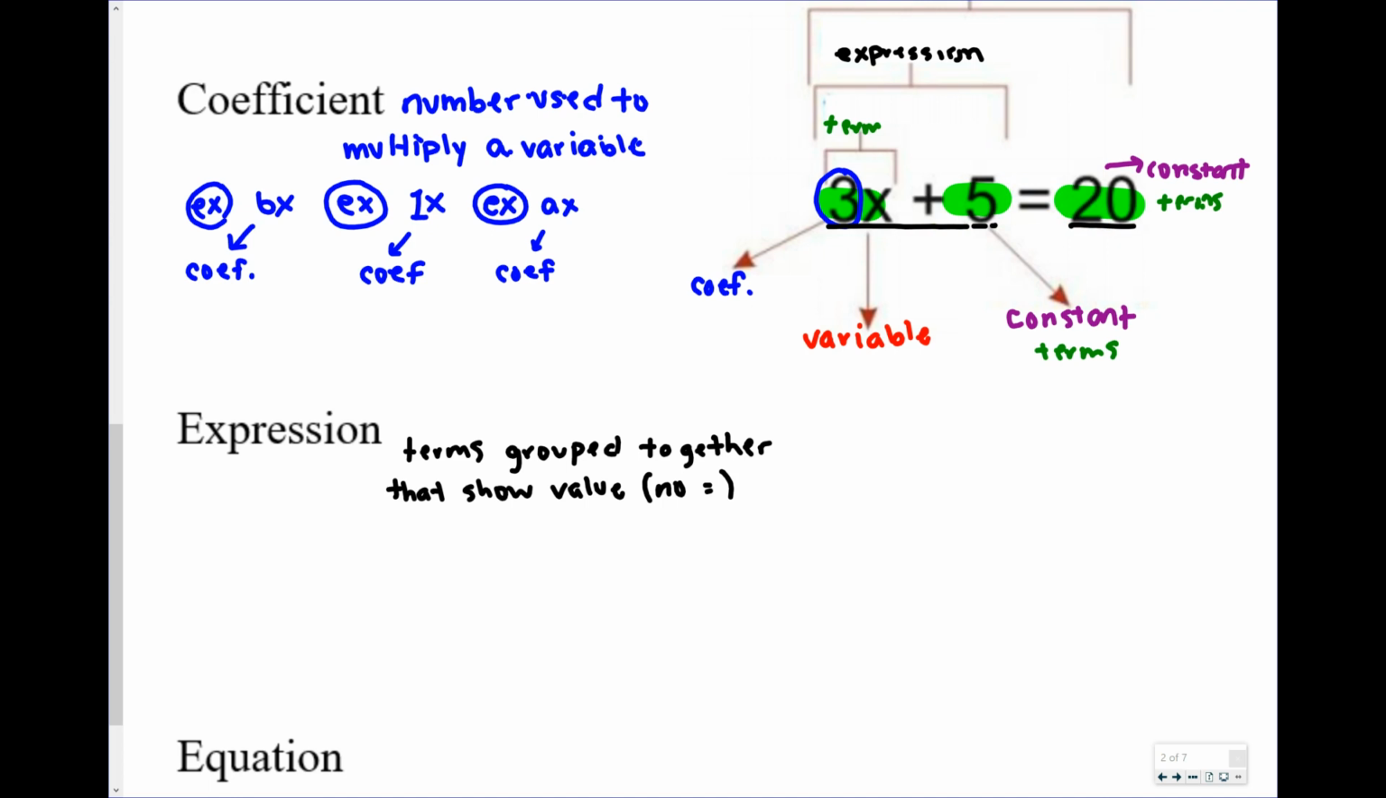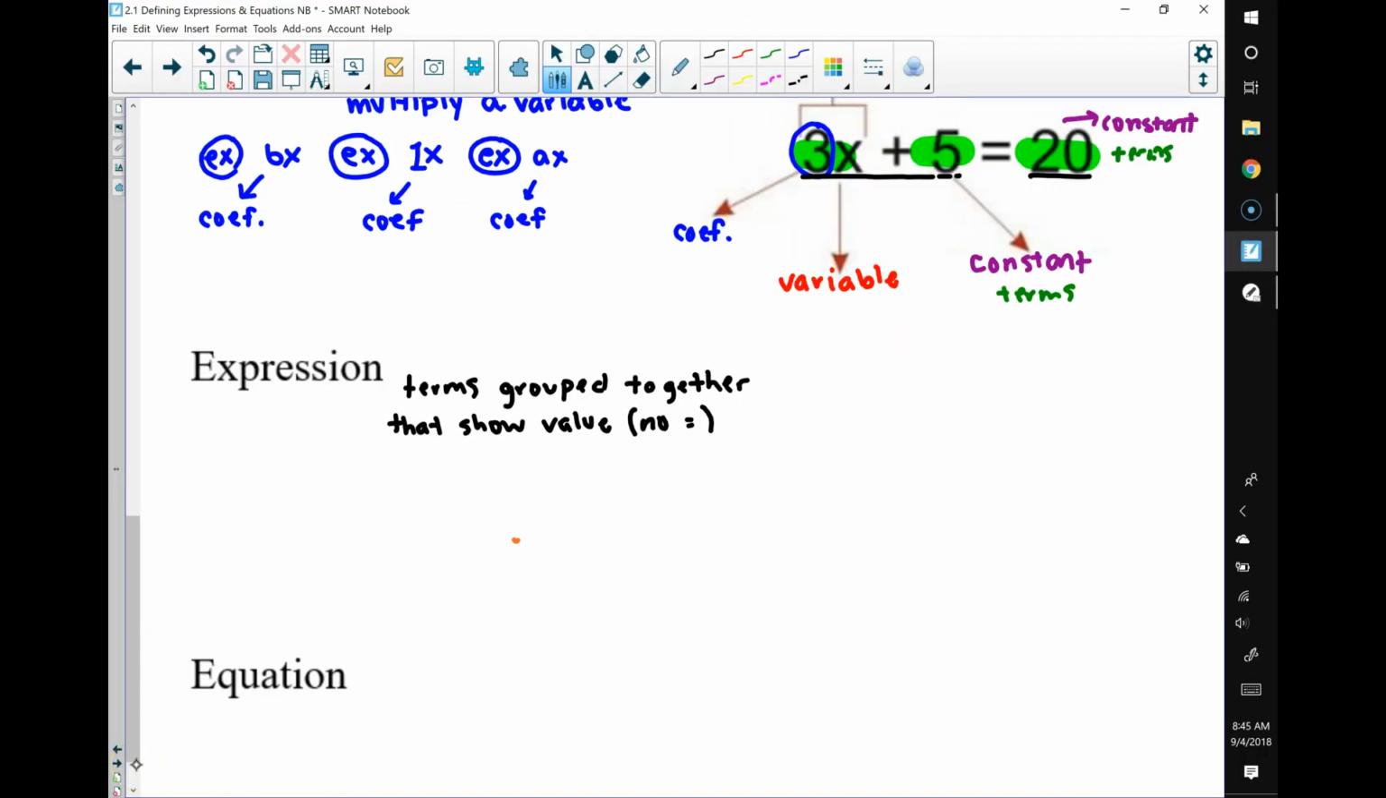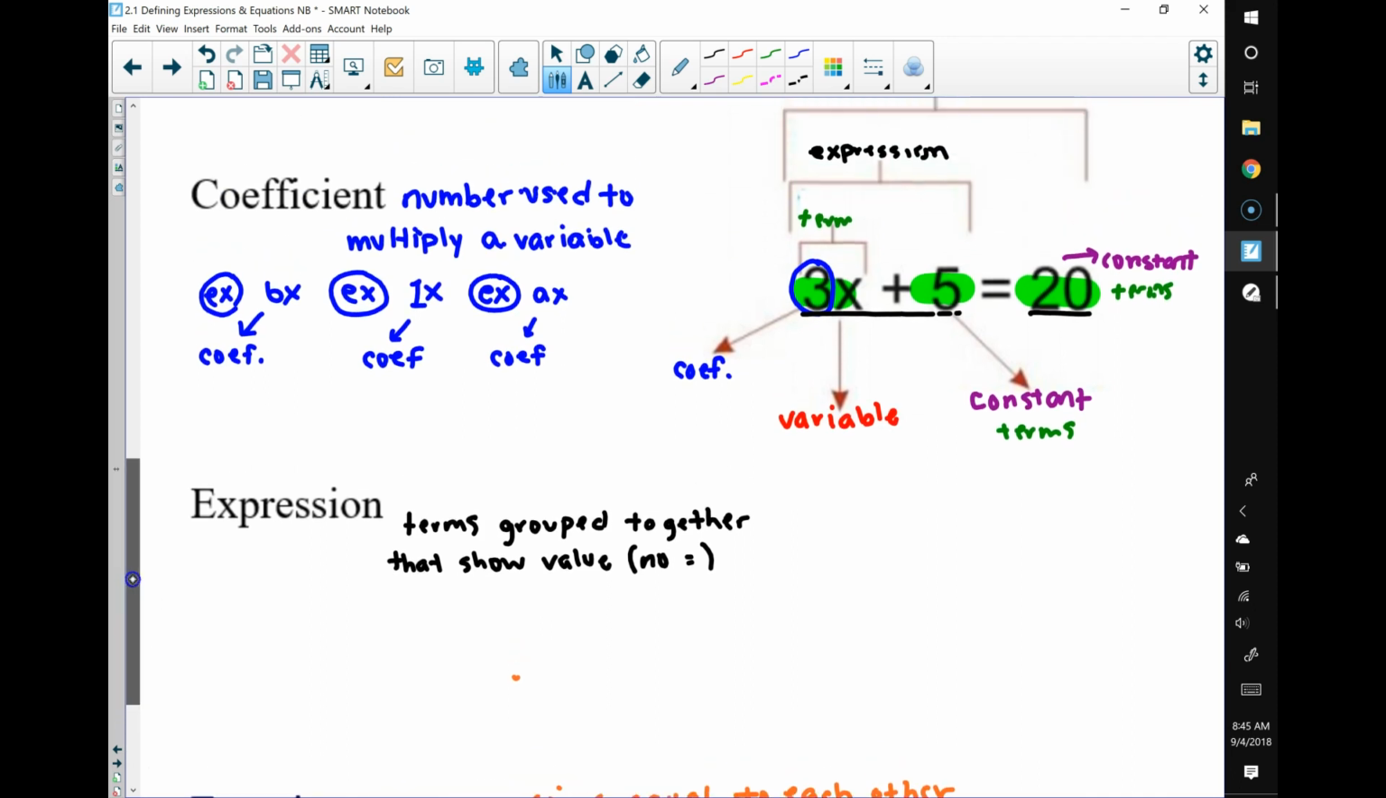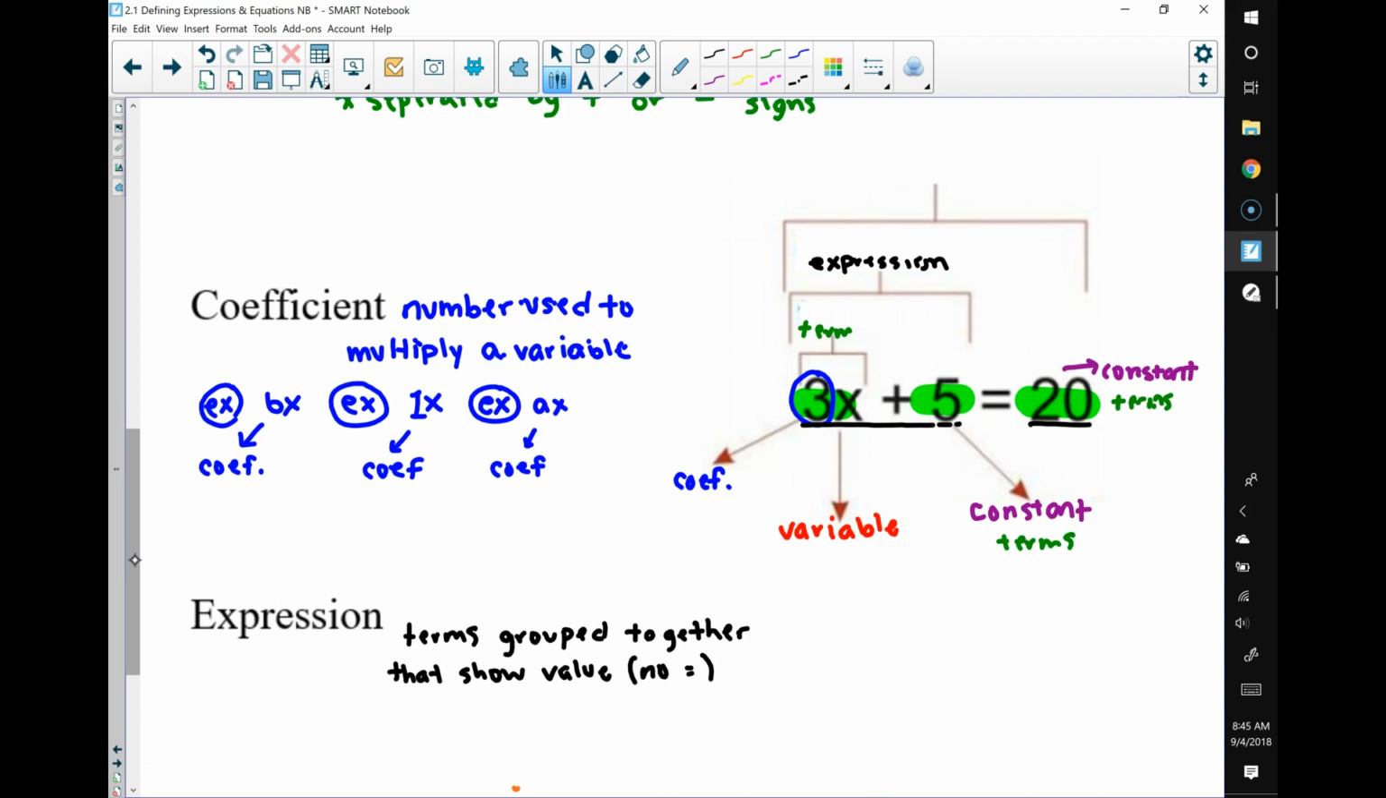Which leads me to talk about the word equation. Equation basically says that there are 2 expressions that are equal to each other. So when I look at this example, I do see an equal sign, so I automatically know it's an equation. But I need you to understand that it's an equation because you've got 3x plus 5, that expression, equal to 20, which is another expression. So altogether, that makes something an equation.